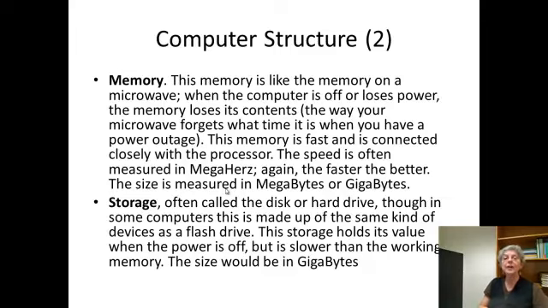Now this is also sometimes called the disk or the hard drive, though sometimes it's made up of the same kind of devices that you use in a flash drive, so it doesn't have to be disk shaped at all, really. The good thing about this storage is it remembers, it holds its value when the power is off, but it's much slower than working memory. And you want a lot of this. Typically in a new computer you're going to get several gigabytes worth. And that way you can store a lot of things that take up a lot of space, like pictures and videos and music.